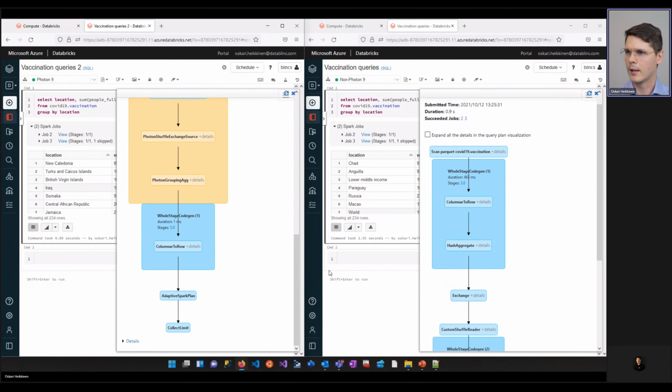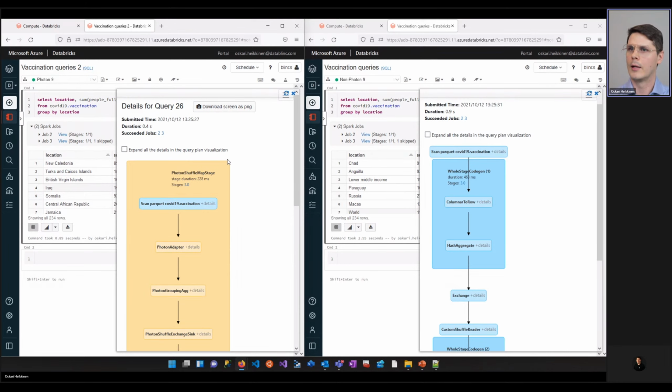So yes, just by looking at these ones, we can immediately see that in this specific query, Photon was very useful for us. So it's generally very beneficial to use Photon if you have your typical data warehousing queries where you are joining or aggregating large quantities of data.